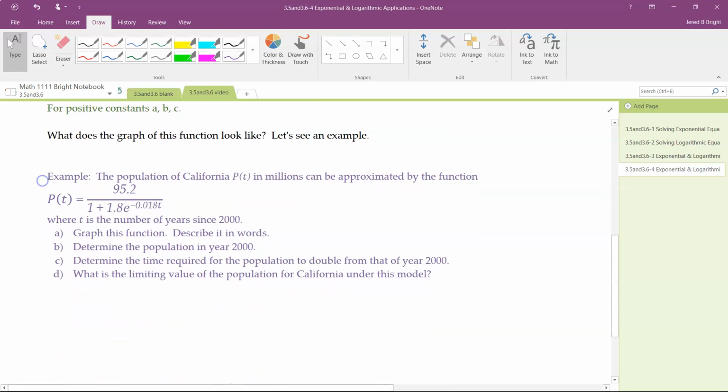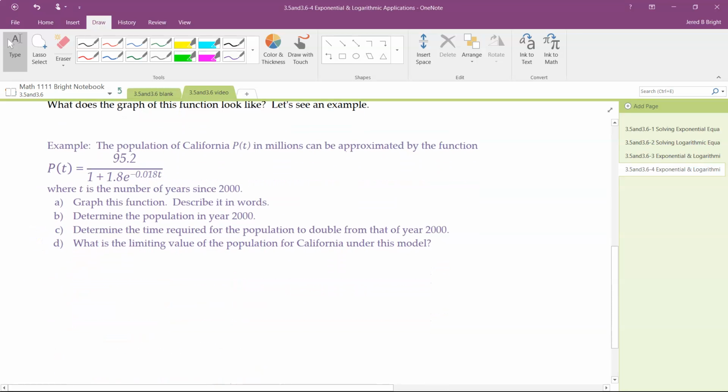As an example, California's population can be modeled like this, using t as the number of years since 2000. We want to first graph it and then describe it in words, and then determine the population in the year 2000, and so on. We'll get through it. We're just going to use Desmos, so let's hop over to Desmos.